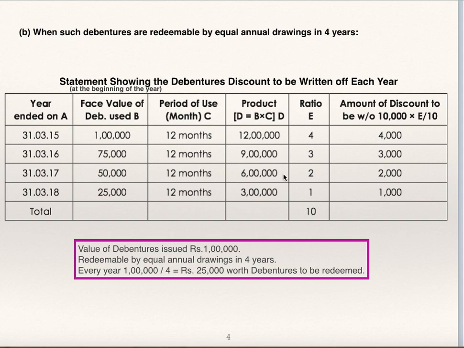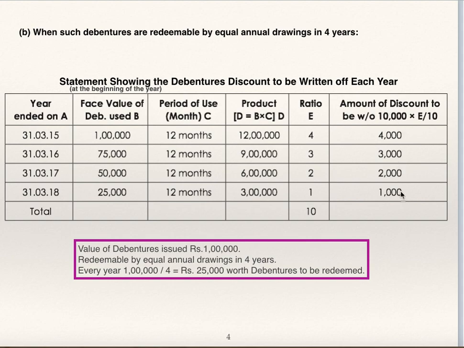4:3:2:1. Total discount of 10,000 is to be distributed in the ratio 4:3:2:1. See, as the period used here is the same, 12 months, even without using this, if you calculate the ratio of 1 lakh, 75,000, 50,000 and 25,000, you will get the same ratio 4:3:2:1, because the period is the same. So if you calculate the ratio of these figures or these figures, it will not make any difference. The ratio will be 4:3:2:1, and 10,000 is to be distributed in the ratio 4:3:2:1.